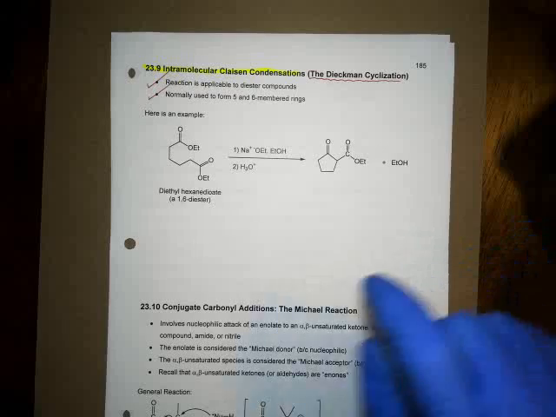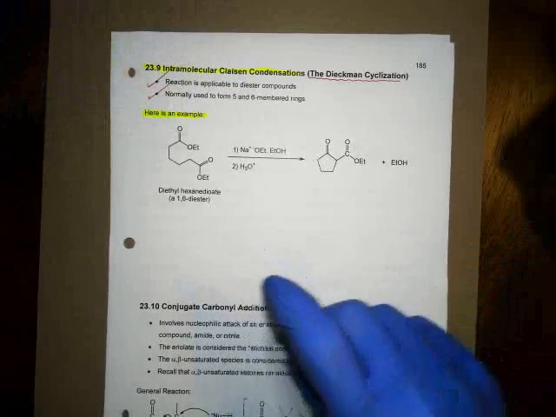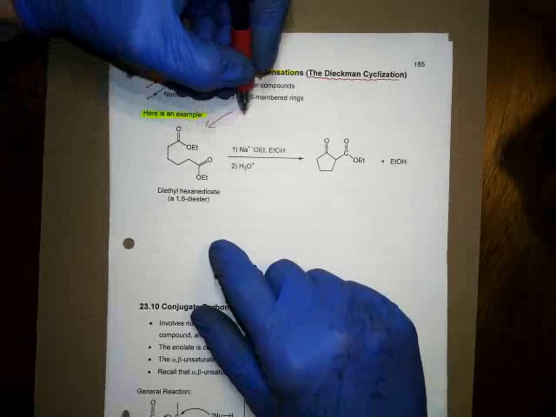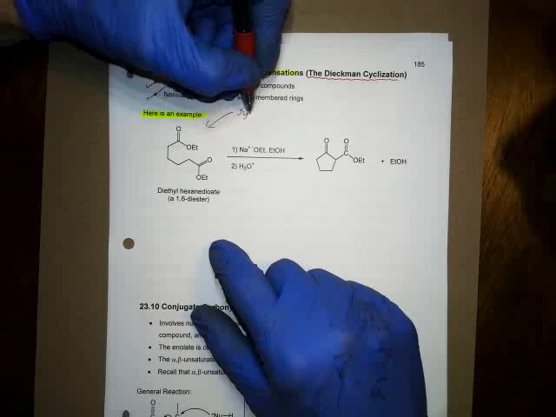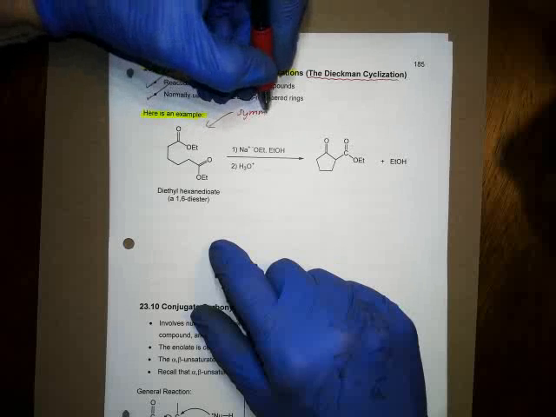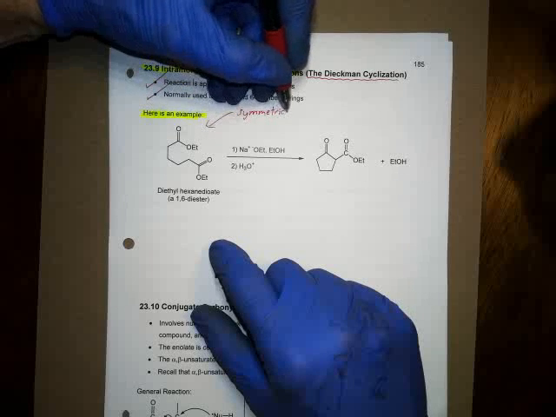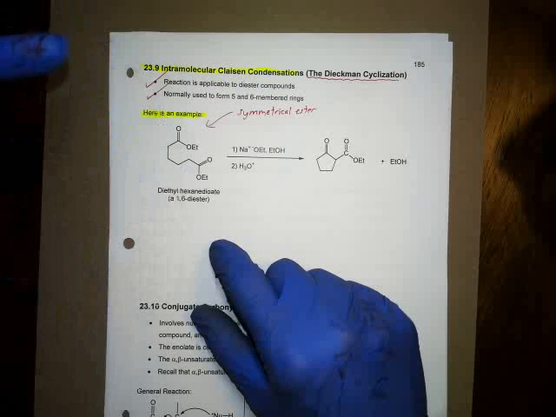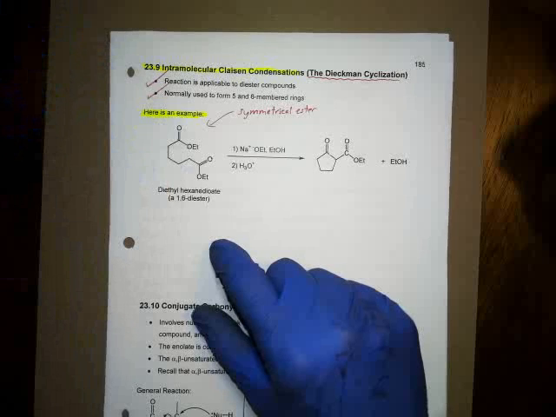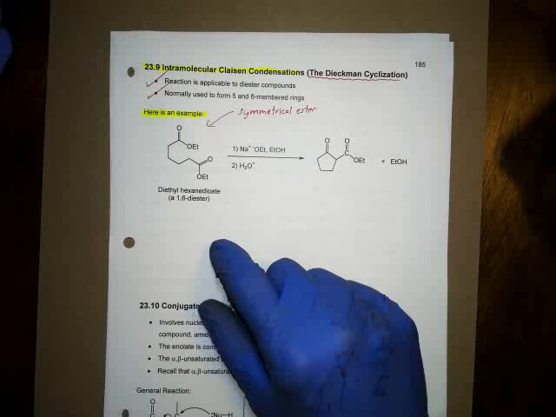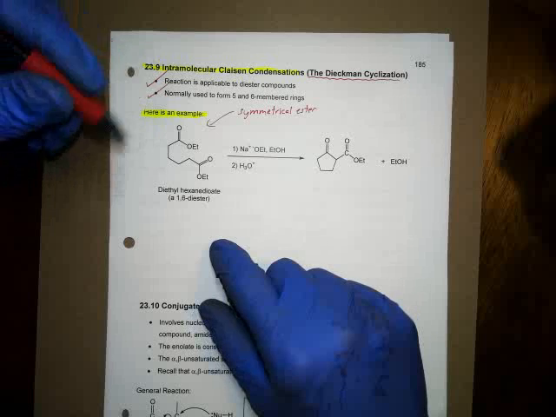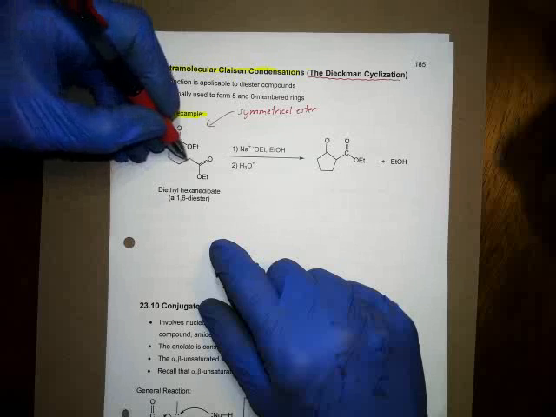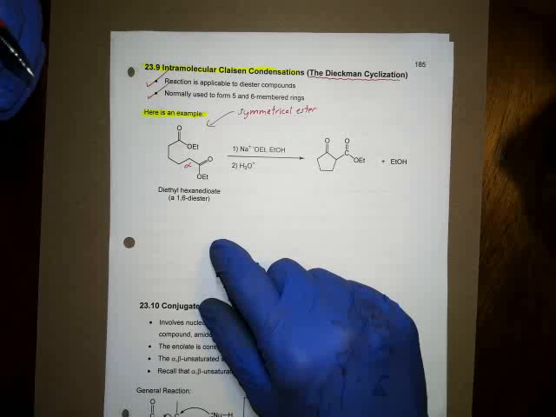So here's an example. Okay. Let's take a look at this. Now, as before, you want these esters to be symmetrical. You don't want an unsymmetrical ester. So this is a symmetrical diester. So what's going to happen? What you need to do is locate an alpha carbon. There's an alpha, and there's an alpha. Now, let's set it up where we're going to be focused on that.